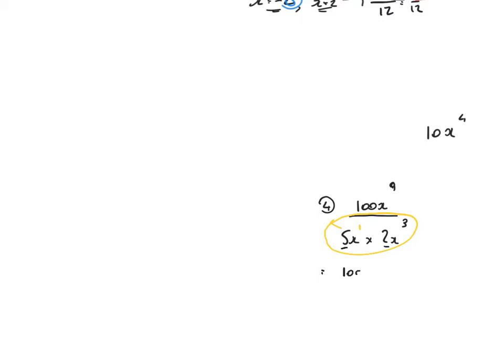I've now got 100x to the 9 over 10x to the 4. 100 divided by 10 is 10. And then for division, I subtract the powers. 9 take away 4 is 5, 10x to the 5.